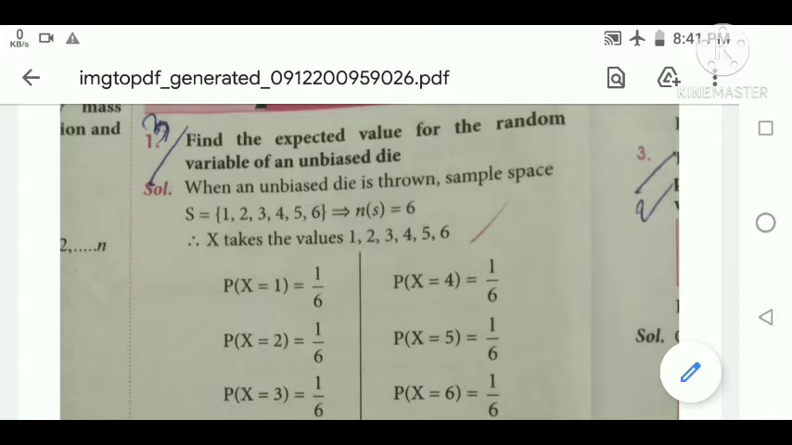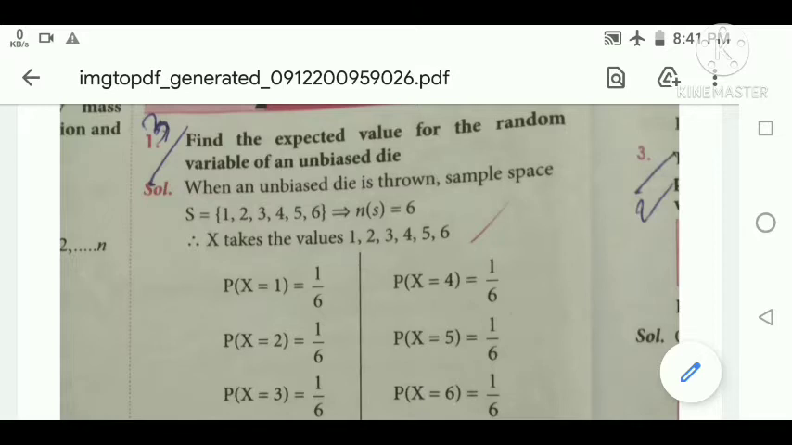So, here the sample space for a die is S equal to 1, 2, 3, 4, 5, 6. Okay. So, n of S equal to 6, because there are 6 items. So, here the question is the expected value of the random variable for an unbiased die.